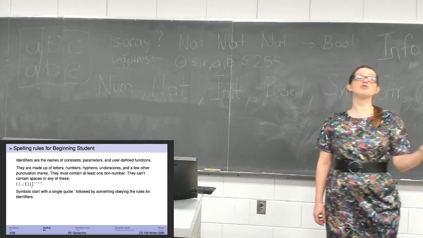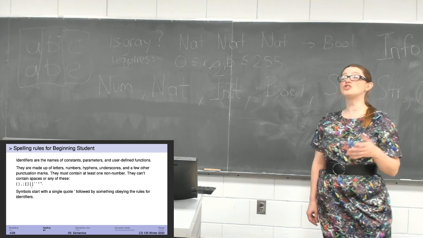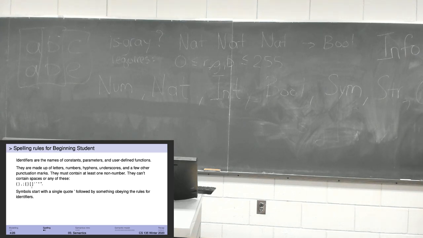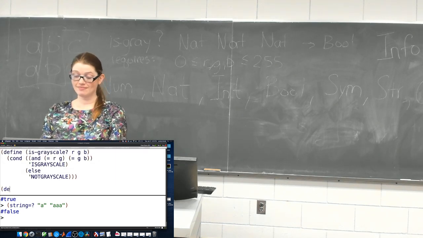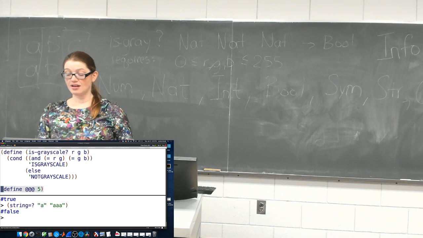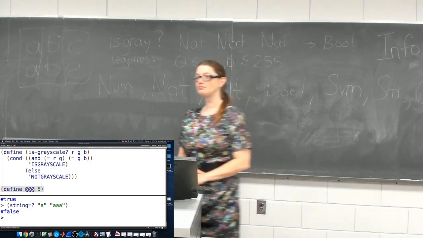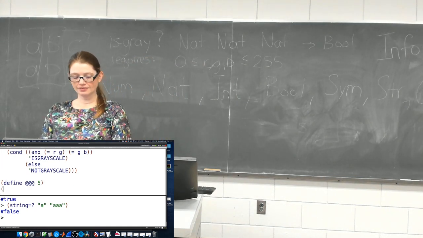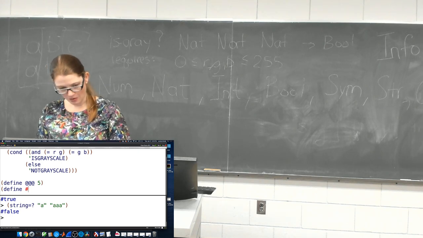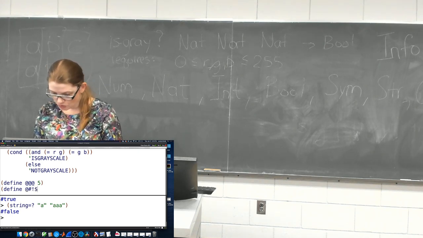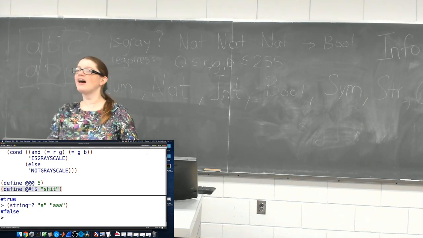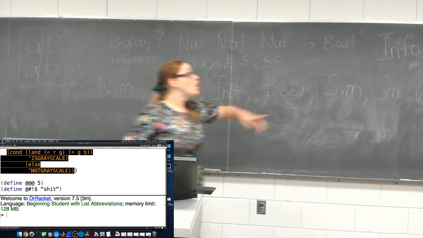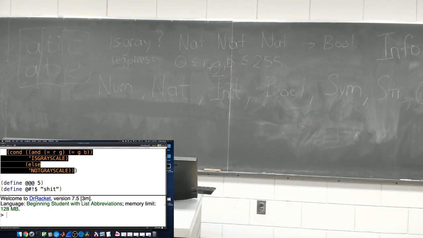So in Racket, which is like the world's most permissive language for this, you can have your functions or your constants named anything that doesn't include these symbols here or white space. Let me show you. I can create a constant named at. I can also create a constant. Oh, not that one, sorry. Those are totally valid words in Racket. You can totally do that.